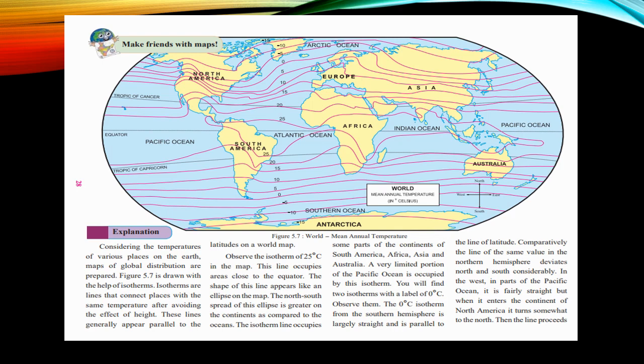Comparatively, the line of the same value in the northern hemisphere deviates north and south considerably. अब दो दिख रहे हैं आपको 0 डिग्री, तो southern hemisphere का भी देखिए और northern hemisphere का भी देखिए. Okay. Then in the west, in parts of Pacific Ocean, it is fairly straight, and when it enters the continent of North America, it turns somewhat to the north. So then the line proceeds. Okay, so you can see the differences in both the hemispheres, the 0 degree value wala isotherm.